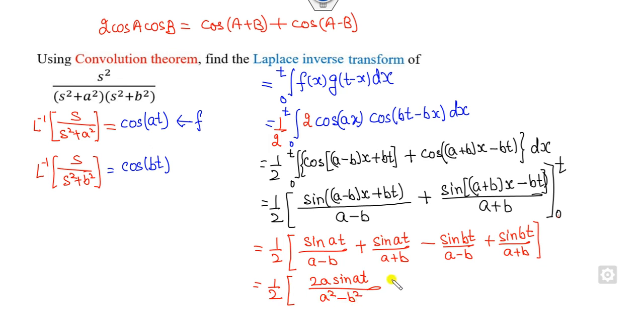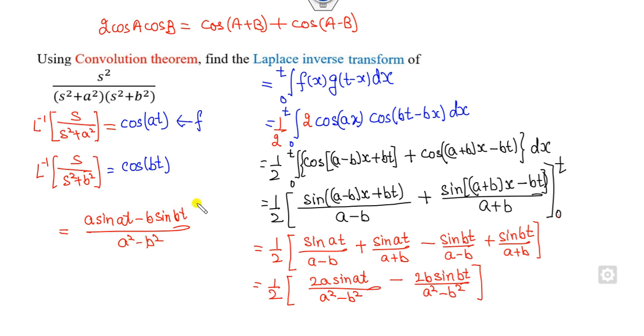From this side, sine of bt will be common. It's a minus 2b sine bt over a square minus b square. Now you can take a square minus b square as LCM. So it will be a sine at minus b sine bt over a square minus b square, which is the right answer of this problem.